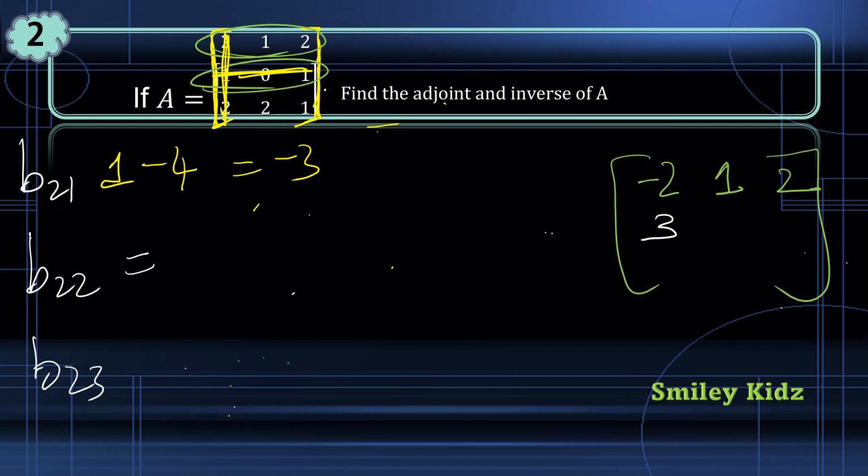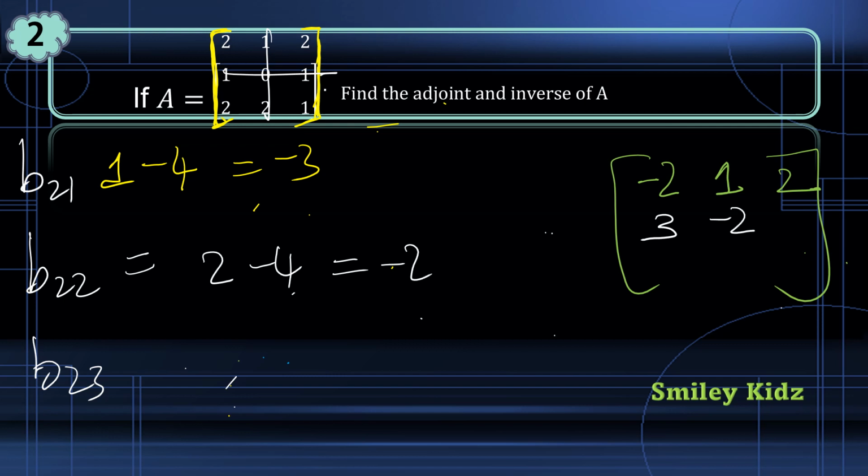Fine. Then here let's cut down the rows and columns 0 belongs to, and here you're going to have 2 minus 4, that is minus 2. And here let's have minus 2. Then B23 is going to be equal to, let's cut down the rows and columns 1 belongs to. Now here you're going to have 4 minus 2, that is 2. Now here definitely the sign will get changed. So here you're going to have minus 2.